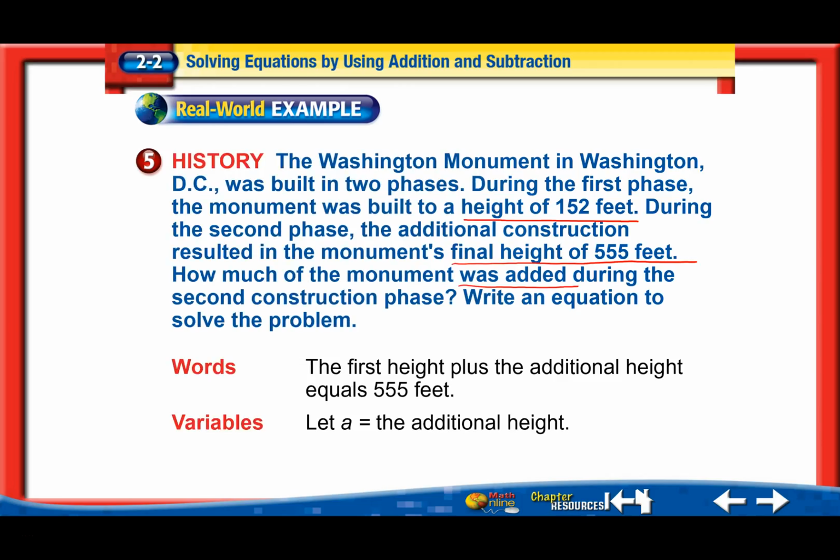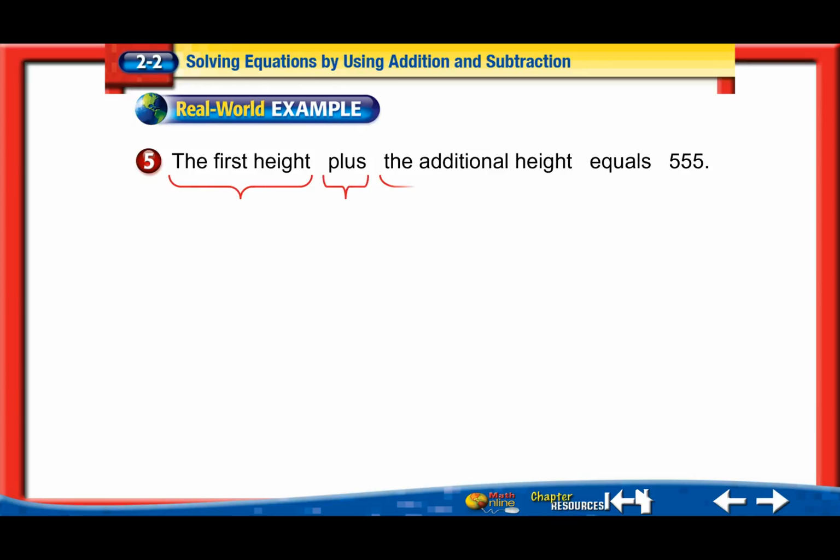Let's actually look at these over here. So I have a height of 152, plus an additional height, so they used A, equals 555. That's what I would have done, so I would have taken the numbers that I underlined. So how much was added? A number. They rewrote it out, which is fine too. So 152 plus additional height A equals 555, same thing.